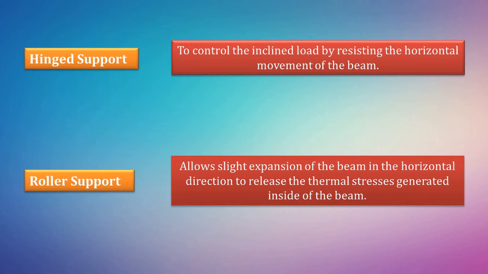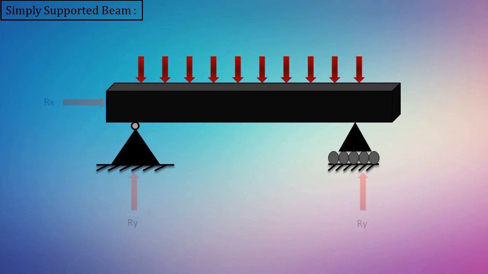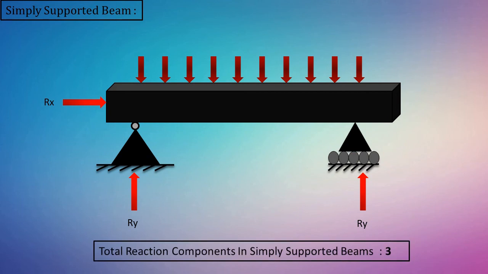So when we combine these two supports, we get another case of the beam, in which one end of the beam is supported by a hinge support and the other one is a roller support. This is the best case from the structural point of view, as it controls the inclined load with the help of the hinge support, and it prevents thermal stresses from occurring inside the beam due to the roller support. So when there is a load acting on the beam, there will be three reactions generated at the supports of the beam: two due to the hinge support and one due to the roller support. If you want to know more about how these reactions are generated, please check my previous video.